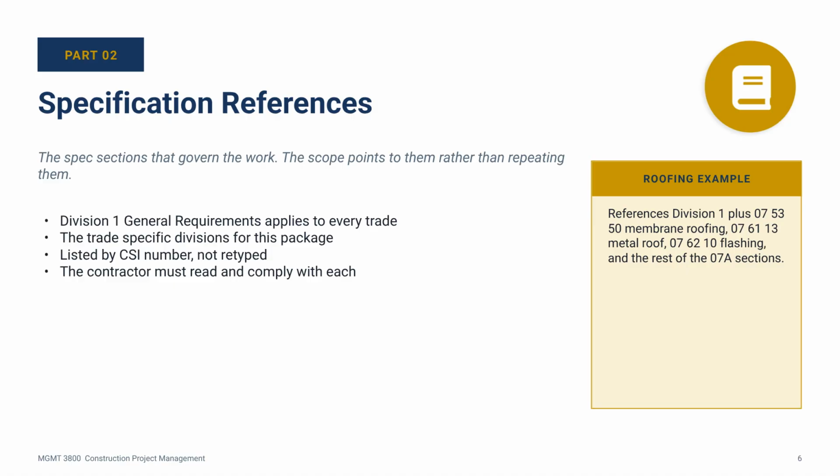Second, the scope points to the trade-specific divisions. It does not retype the specs. It lists them by their CSI number and says comply with these sections. The contractor's job is to read those sections and comply. A roofing scope might reference Division 1 plus 7 or 8 sections from Division 7 short list. Very specific.